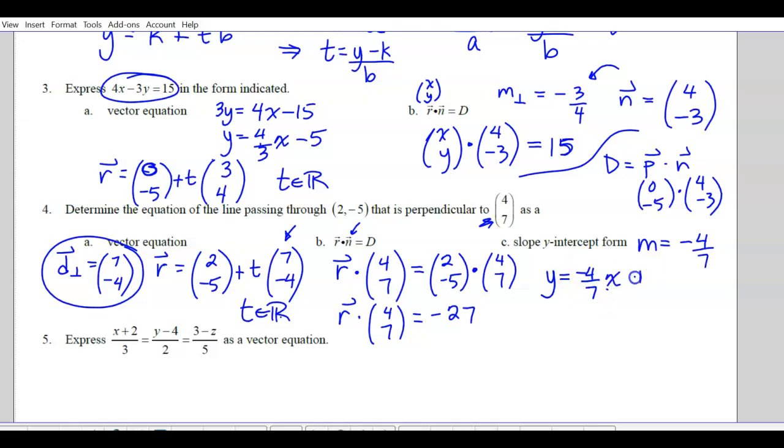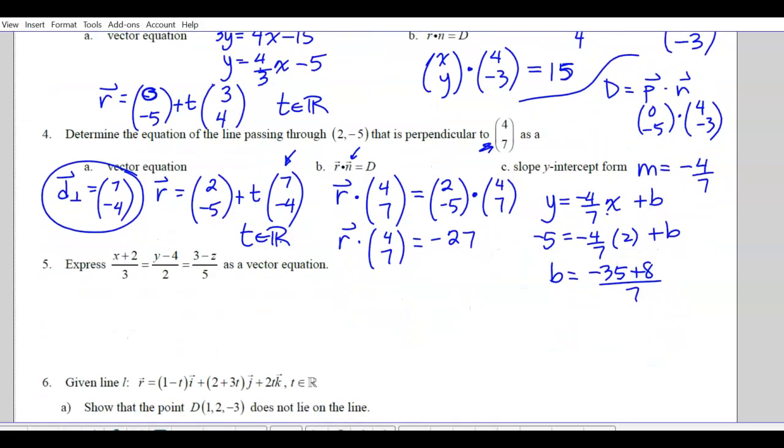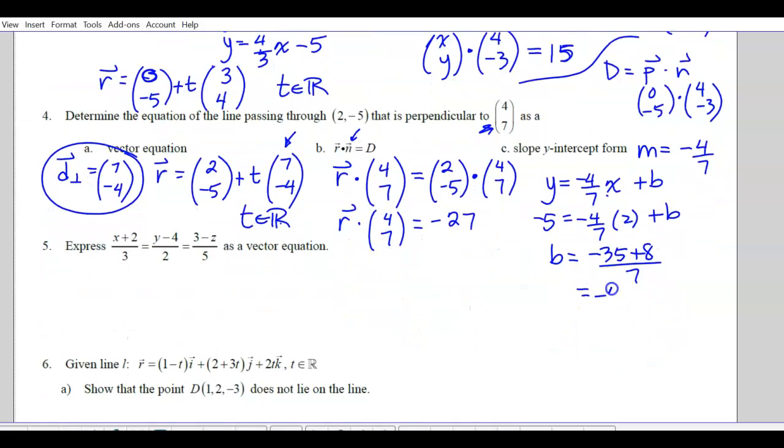So y equals negative 4 over 7 x plus b. And we can use a point to help us figure out what b is. So that point, negative 5 for y. Computer is slow. All right, and so then b is, negative 5 with the denominator of 7 is negative 35, plus 8 over 7, which is negative 27 over 7.